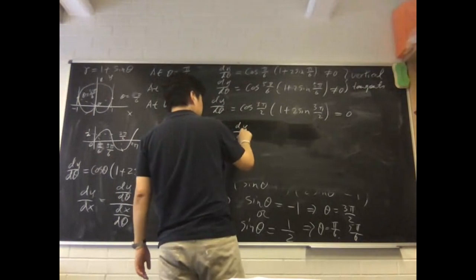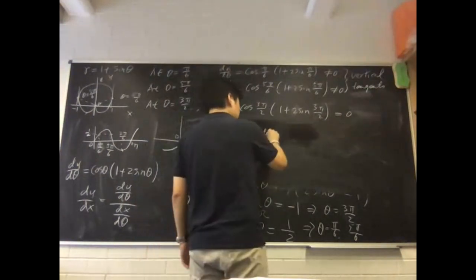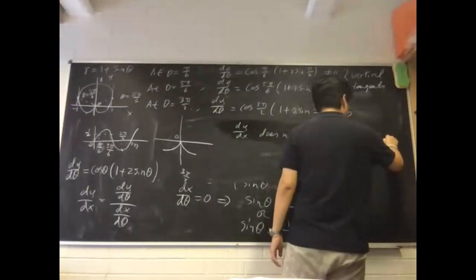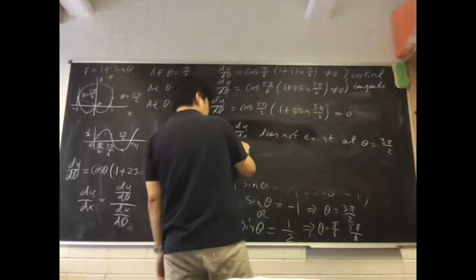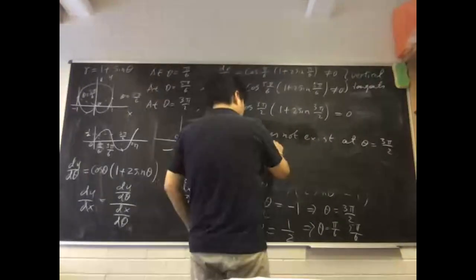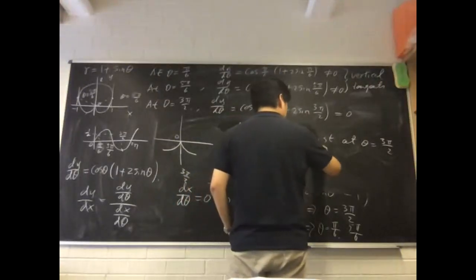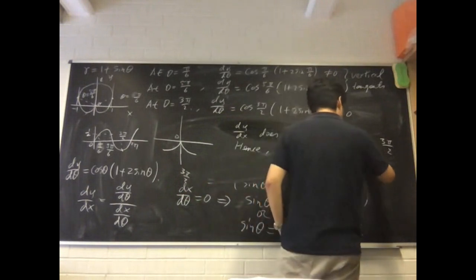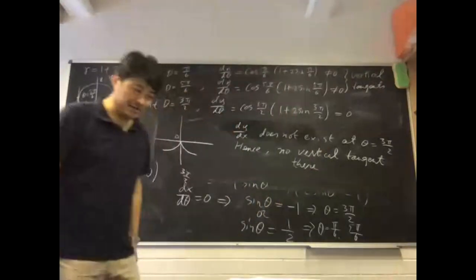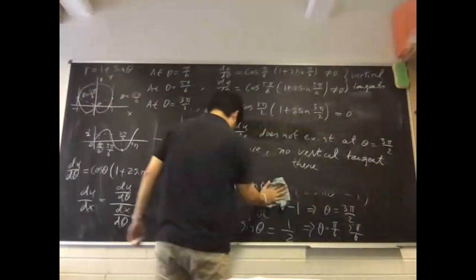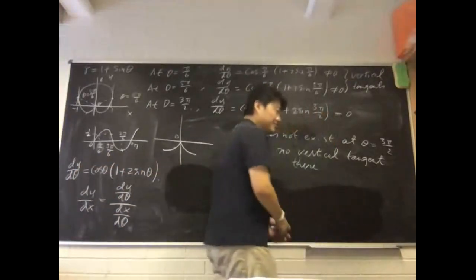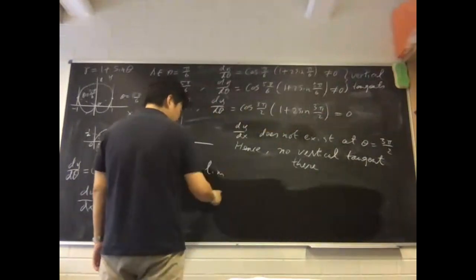So dy/dx does not exist at theta equals 3 pi over 2. So hence no vertical tangent line there. There's no tangent line at all, therefore no vertical tangent line there. If you're interested in exploring this, because you do have 0 over 0, you can actually apply L'Hopital's rule or something.